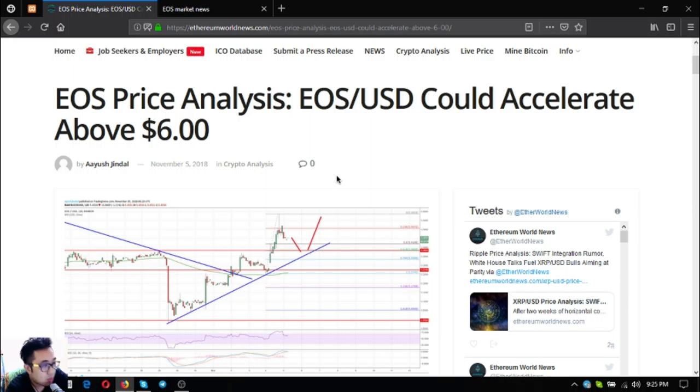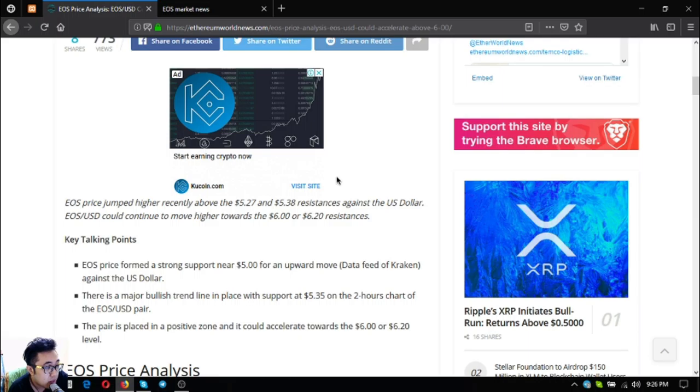So, EOS price analysis: EOS-USD could accelerate above $6. EOS price jumped higher recently above the $5.27 and $5.38 resistances against the US dollar. The EOS and USD pair could continue to move higher towards the $6 or $6.20 resistances.